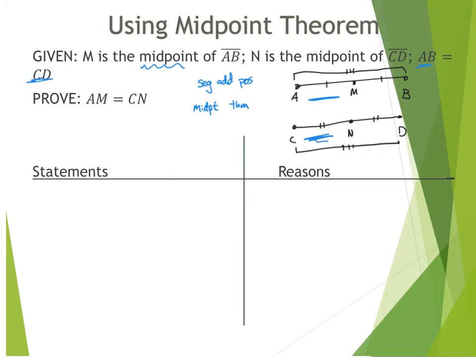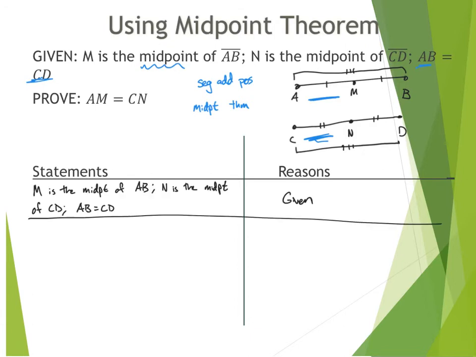So let's go ahead and start. First, the given. And as a reminder, if you don't understand any of my shorthand, please ask me about it. Don't just sit in silence. Okay, so now that we have our given, I'm actually going to use the midpoint theorem because we're supposed to be using the midpoint theorem. And I know I've got to get to AM and CN. So I'm going to use the midpoint theorem with those two.